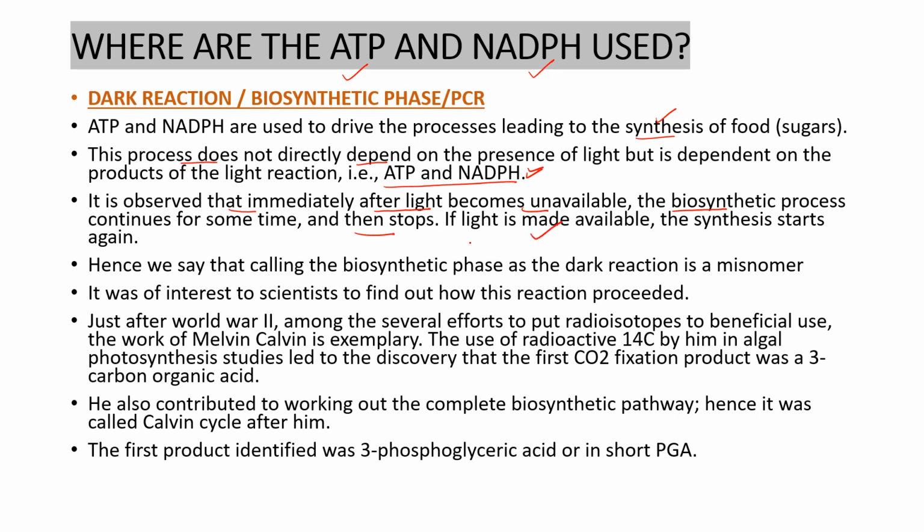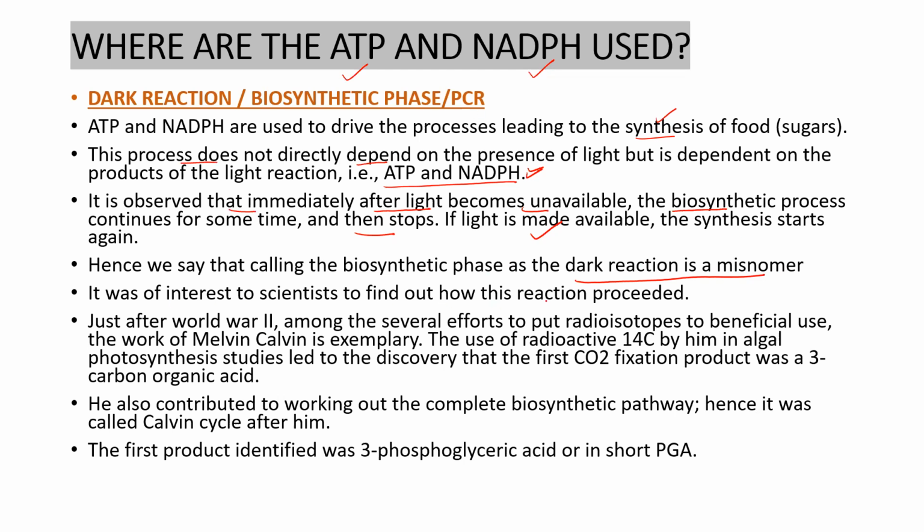Some people say this is the dark reaction, but dark reaction is a misnomer. It is not a dark reaction. It can occur in the light also, but it is independent of light. Is it clear? Calling it the dark reaction is a misnomer. We should not say it's a dark reaction.